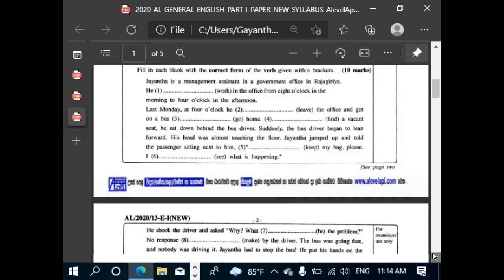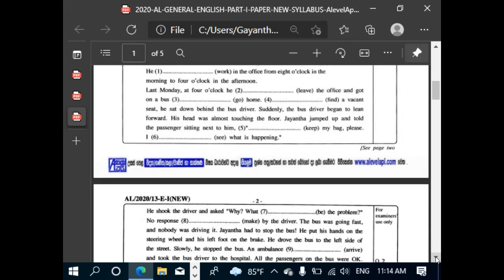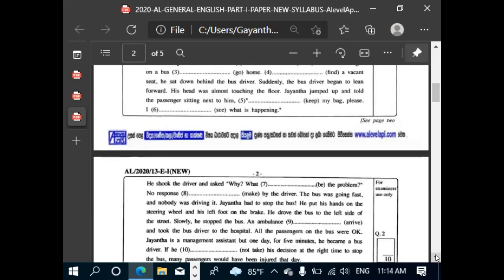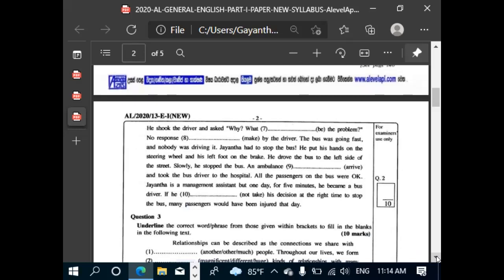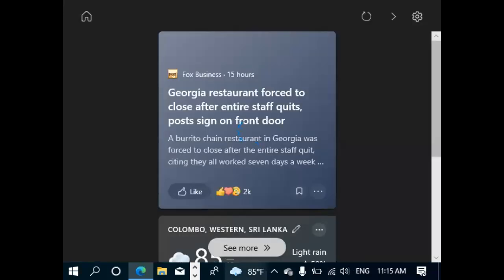Okay. I blank, within brackets, see what is happening. What is the answer for the sixth one? I see. It's also see.